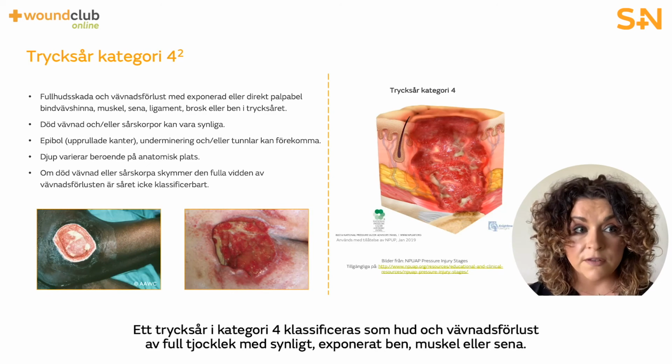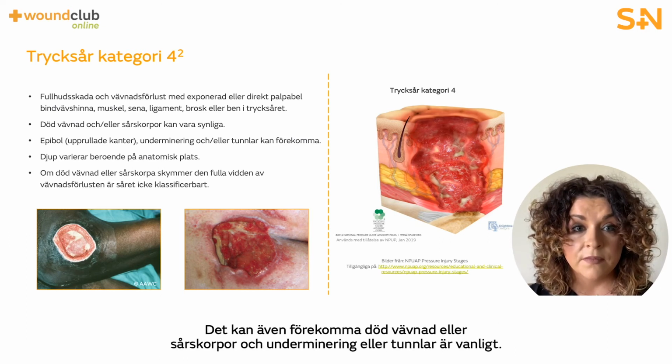Category 4 pressure ulcers are classified as full thickness skin and tissue loss with visible bone, muscle or tendon. There may also be slough and eschar present, and undermining or tunnelling is common.